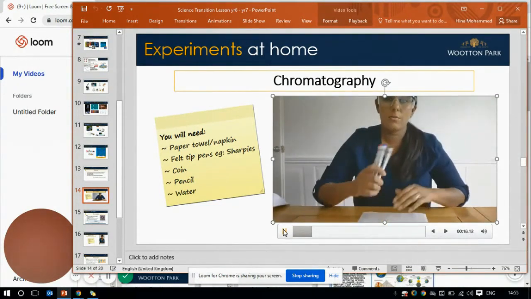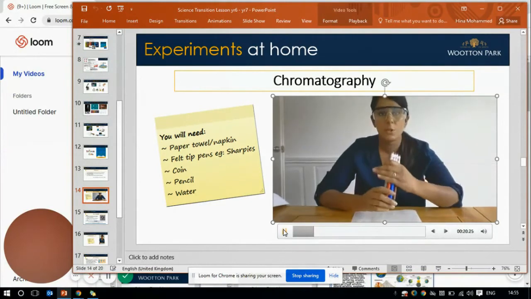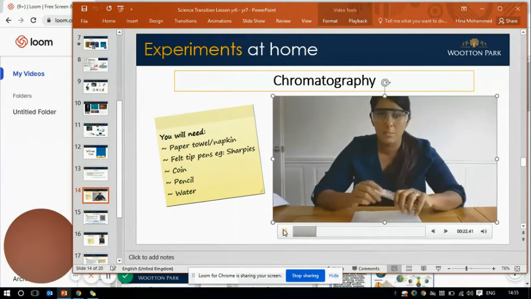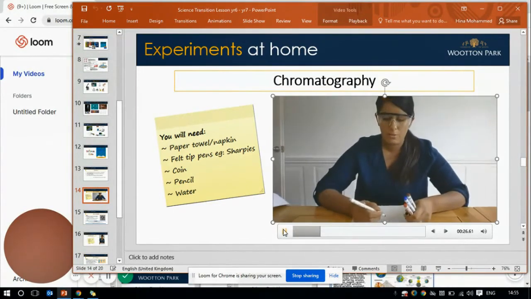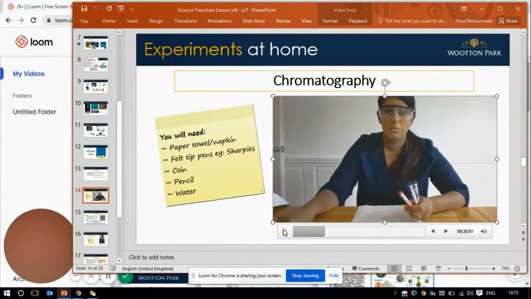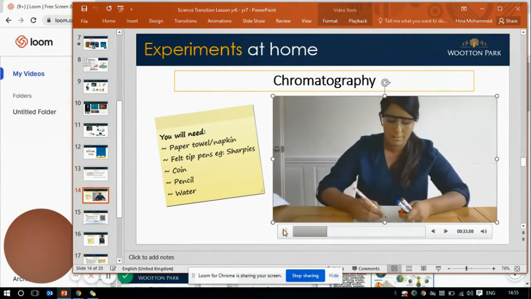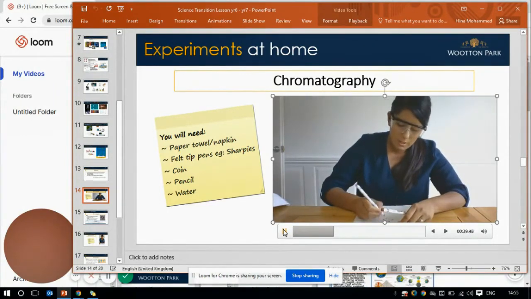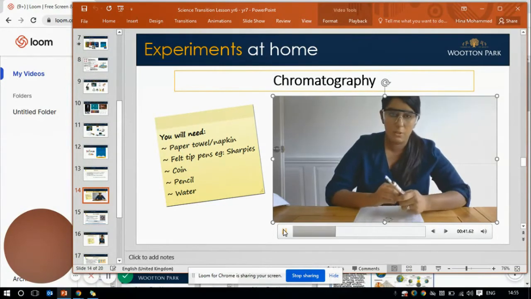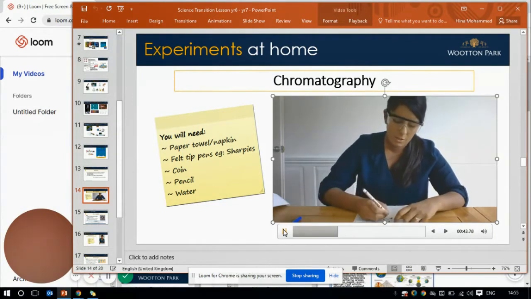You need to get a hold of your felt tips. It doesn't matter which felt tips you use. Sharpies are the best, but you can just use whatever you have available at home. And around the pencil circle, you need to draw a pattern of dots of the colours that you have. Doesn't matter how you draw them, how big. Try and make sure they're not too big, but they should be on the pencil line. And I'll show you in a minute what my pattern looks like.